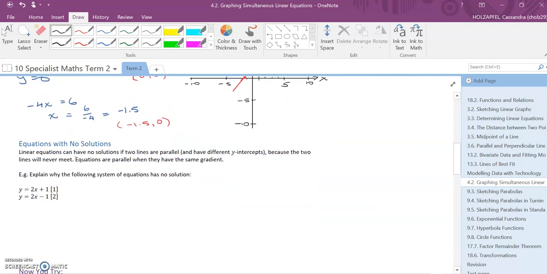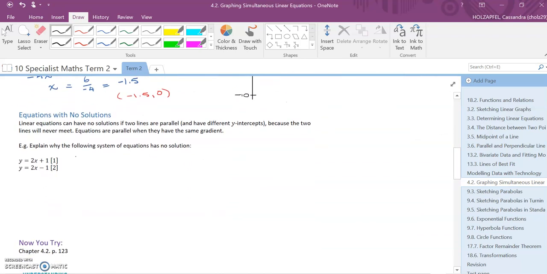All right. Let's move on. Let's talk about equations that do not have a solution. Linear equations can have no solutions if the two lines are parallel. Now, we've talked about parallel and perpendicular lines.